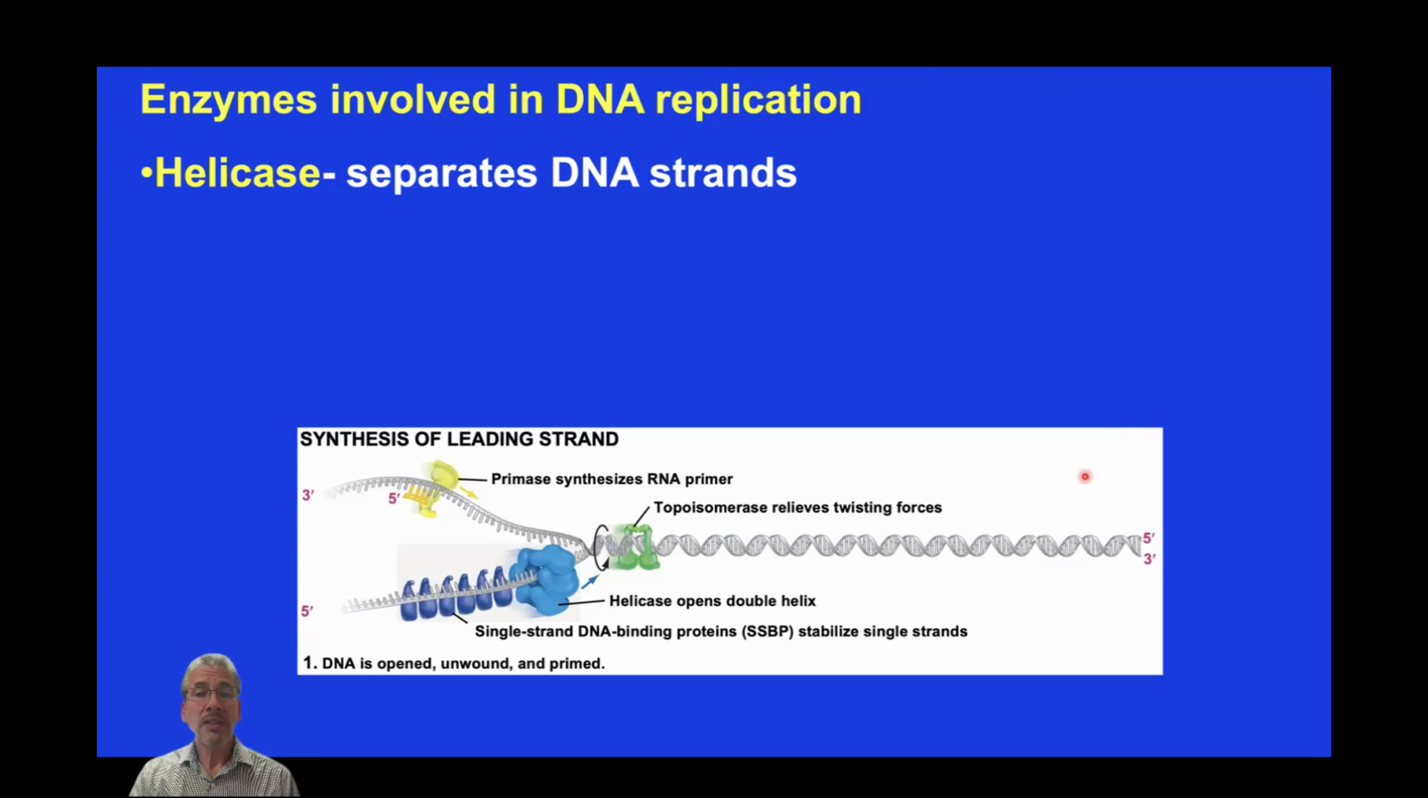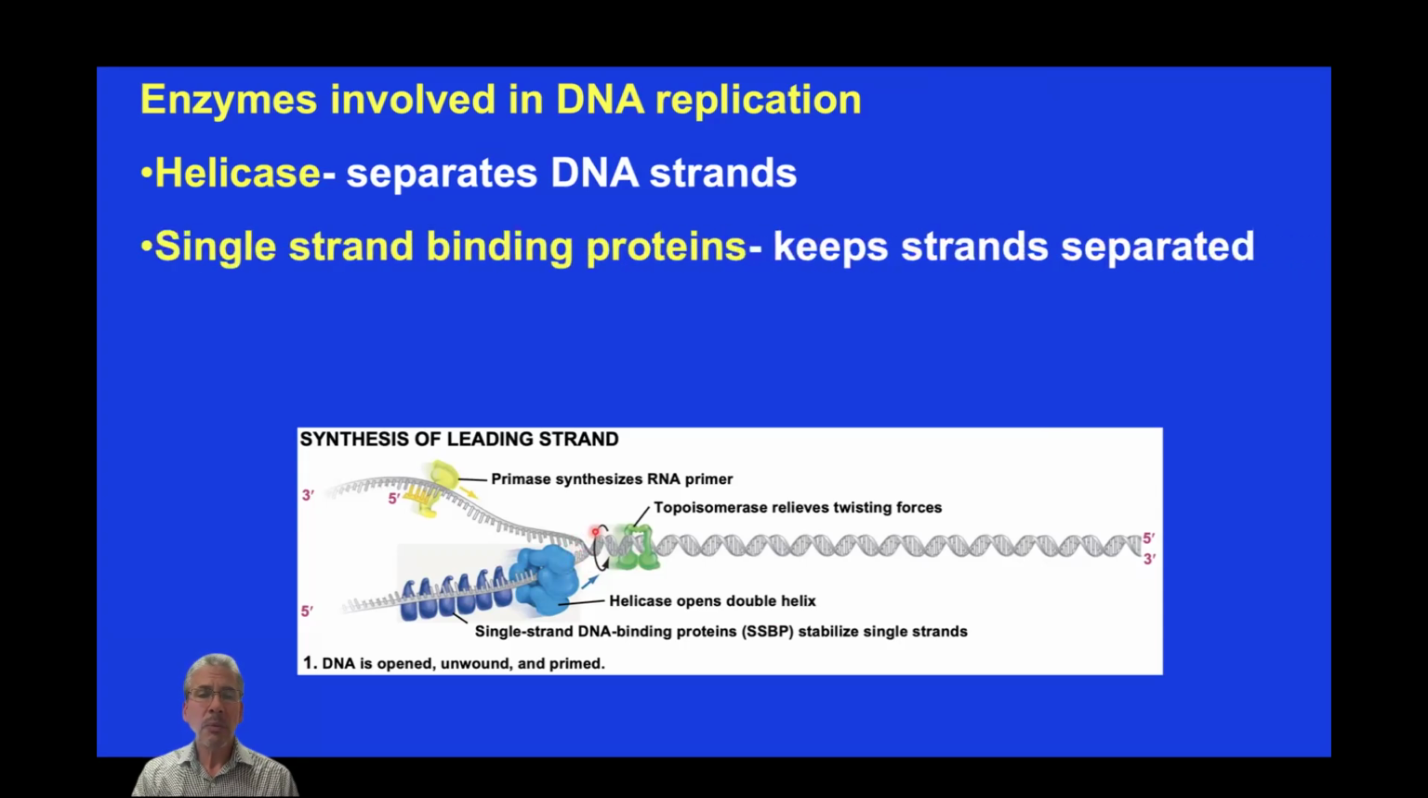First of all, we have to somehow unwind or separate the 2 strands of DNA. So that's what helicase does. Helicase comes along and separates the 2 strands of DNA. Then we want to prevent those 2 strands from snapping back together. So that's what these single-strand binding proteins do, these SSBPs. They prevent the 2 strands from snapping back together.